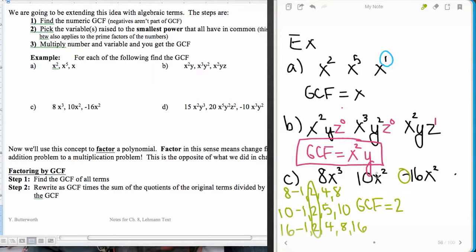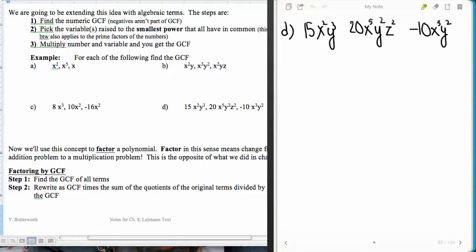Now 2 is not all we have because we have variable parts. So we see a second power and a third power. So the lowest exponent is a 2, so our GCF is a 2x squared. And then to check it out, can I divide this one by 2x squared and have it come out even? Yes. Divide here by 2x squared and have it come out even? Yes. Divide here by 2x squared and have it even? Absolutely. So that will be my final answer.